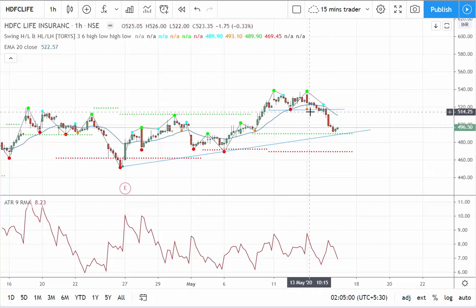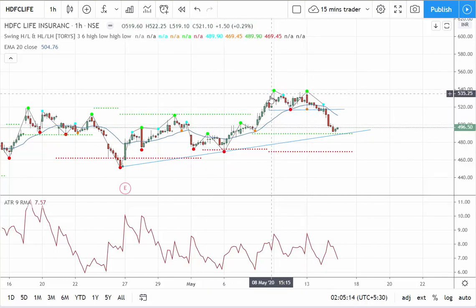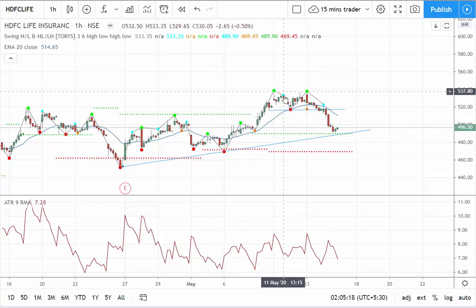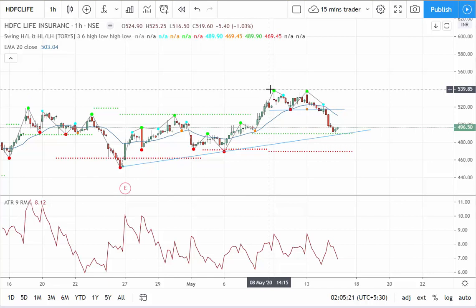It made a low, a swing high, and you can see it has made a double bottom yesterday. The double bottom is at 515, 516. So on the hourly chart, below 516 it is a sell. In an upward trend, I've already told you these green dots don't make any sense to buy. It is a place where you can book partial profits if you want.